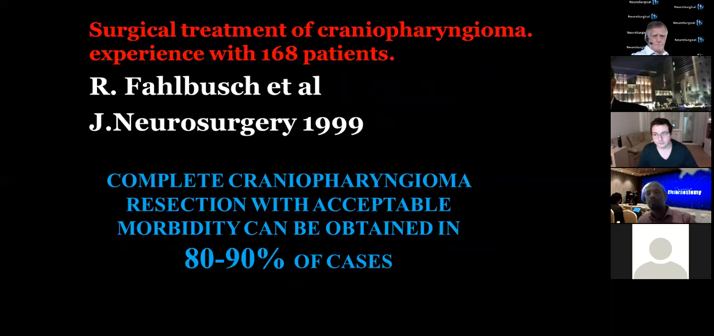1990. Rudolf Fahlbusch, who works at NE in Hannover, Germany, surgical treatment of craniopharyngiomas, experience with 168 patients. Complete resection with acceptable morbidity can be obtained in 80 to 90%. These are the giants of neurosurgery.